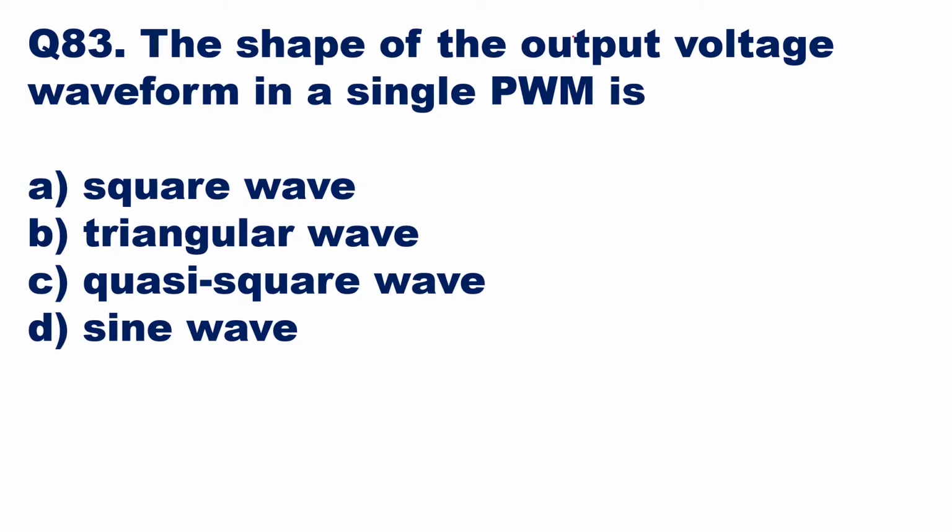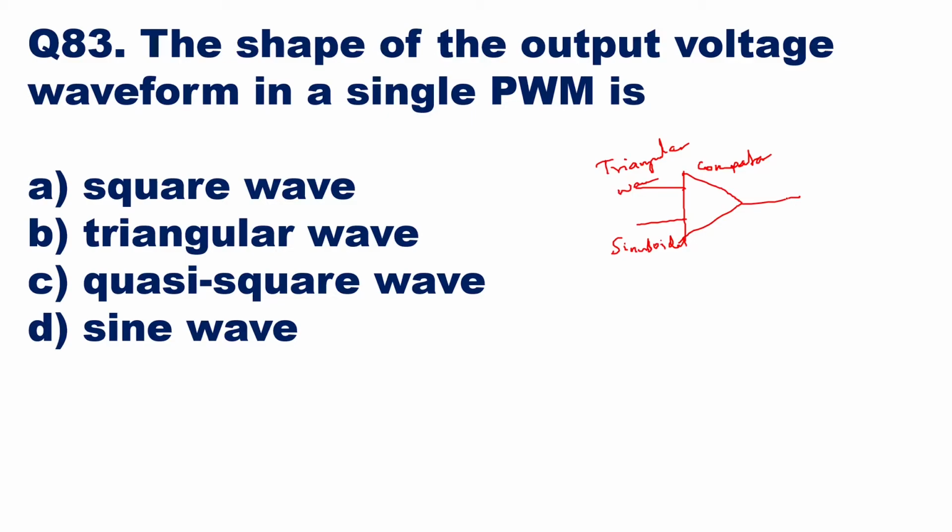If you see the shape of the output voltage waveform in a single PWM wave, we know that in our PWM technique we used a comparator, and for the comparator we gave two inputs. One was a triangular wave, and the other one was a sinusoidal wave, that is a sine wave. The output of this comparator is going to give the trigger pulses for the SCRs used in the inverter. Now how will this output look?